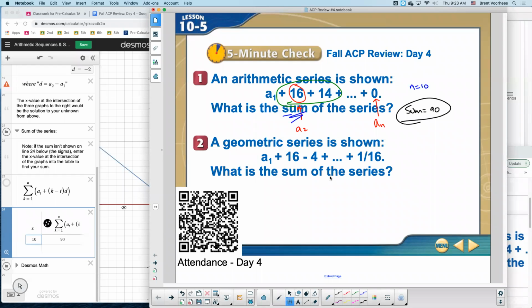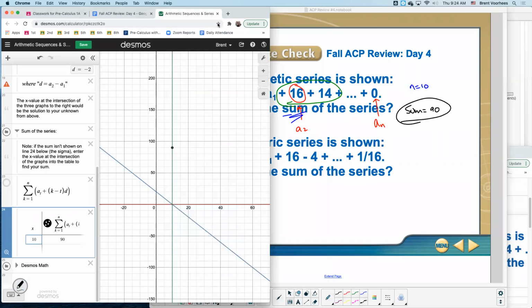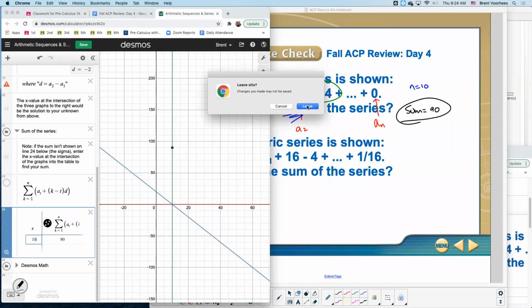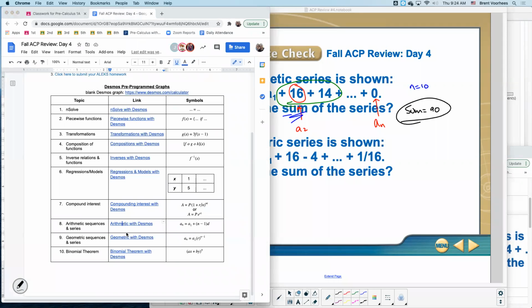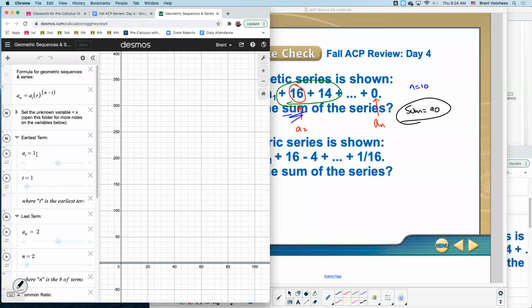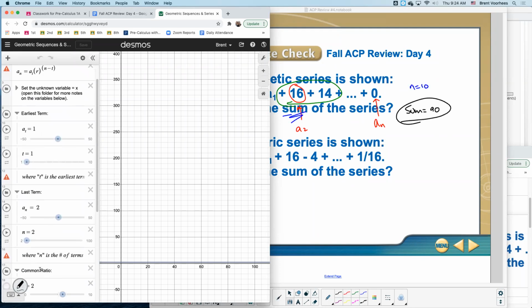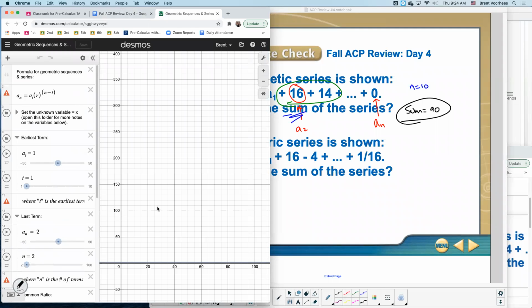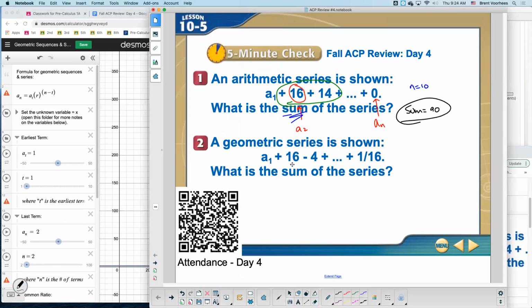All right, let's try number 2. Number 2 now says a geometric series is shown. And so we're going to go through the same process, but this time, instead of using arithmetic, I'm just going to choose the geometric graph. And I did the same adjustment on there: earliest term, last term, and then instead of a common difference, they call it a common ratio. So let's see what we get here.